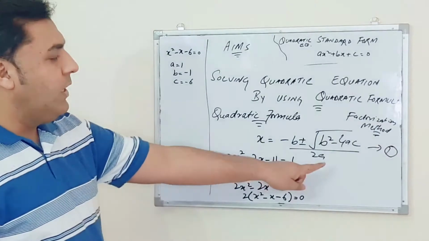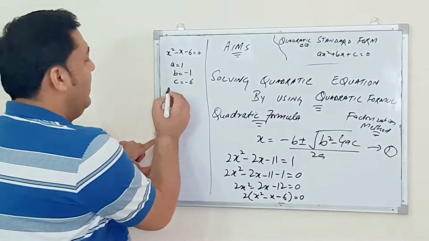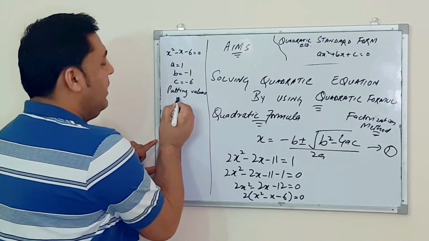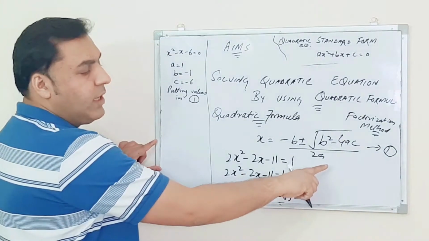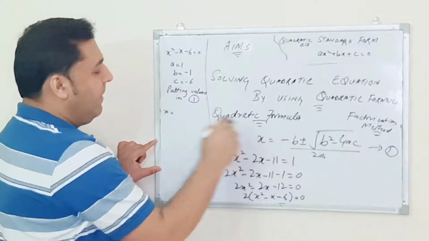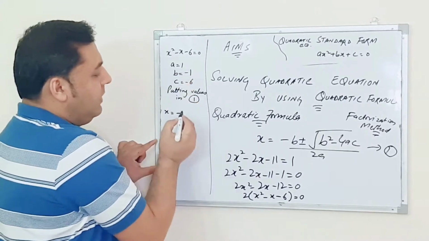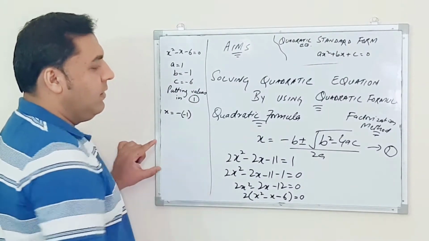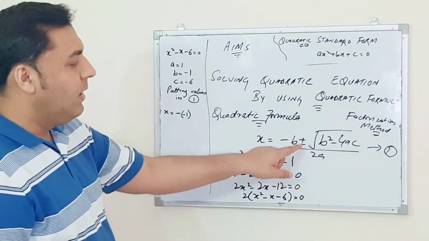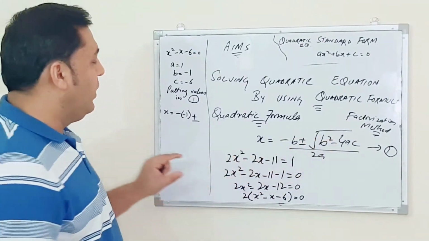Now we will put these values in equation 1, or we can say in the quadratic formula. So the quadratic formula will become x equal to minus, this is the formula minus. The b value is -1, so I will put -1. This -1 is the value of b, this minus is the formula minus. Plus minus the square root of b square minus 4ac.